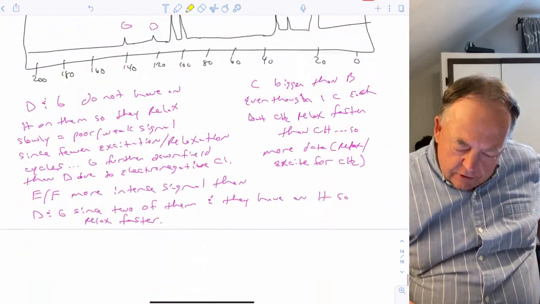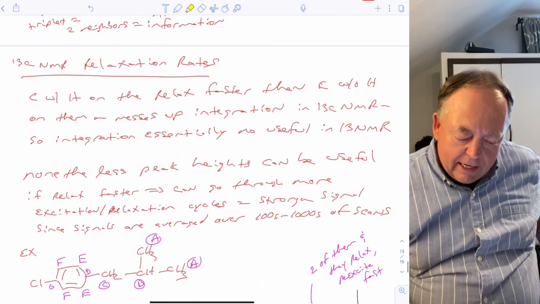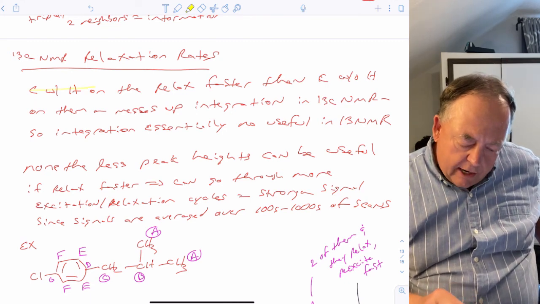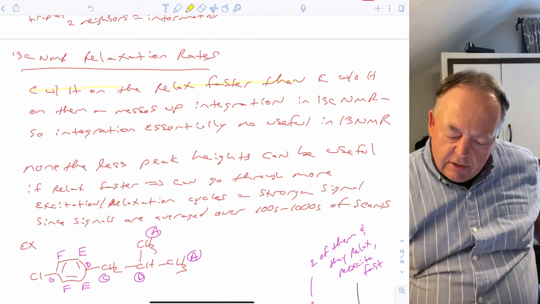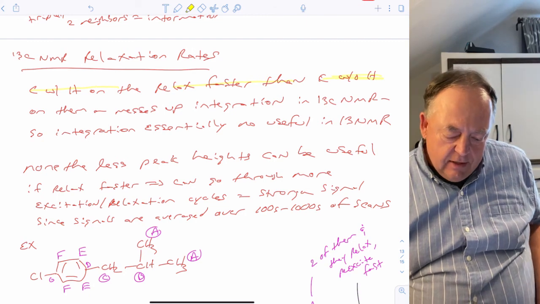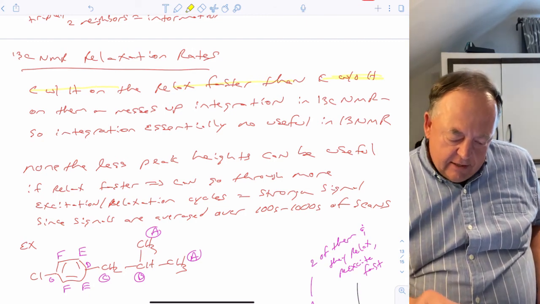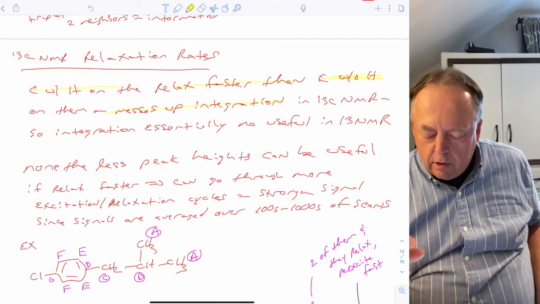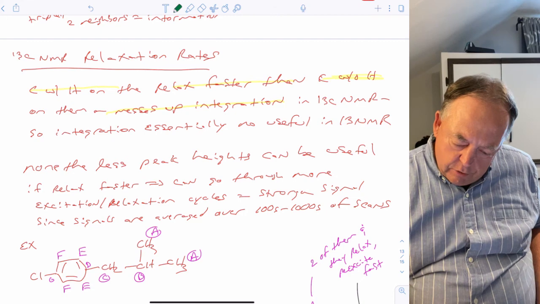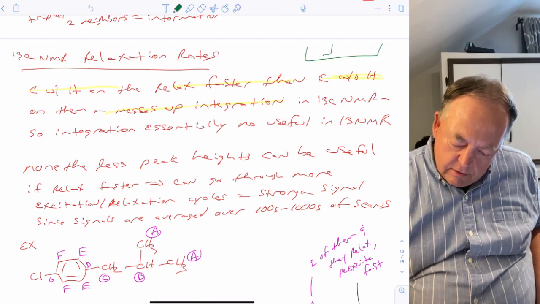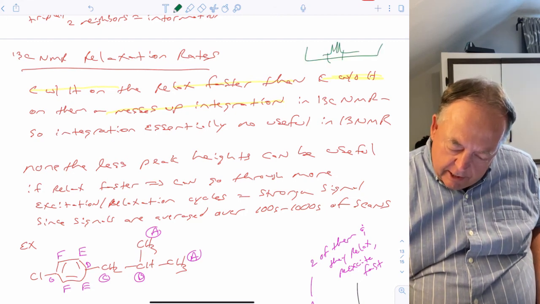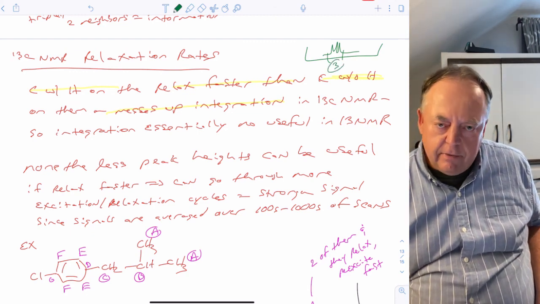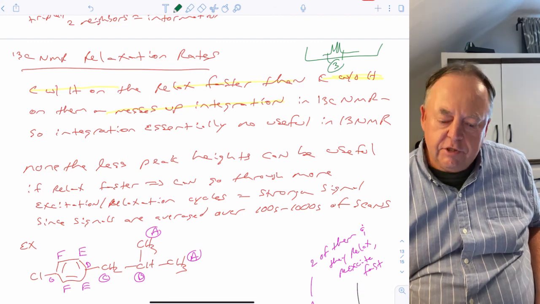Okay, and then lastly, let's talk a little bit more about carbon relaxation rates. Carbons with hydrogens attached to them relax faster than carbons without hydrogens attached to them. And the significance of that is that it messes up integration in carbon-13 NMR. So in proton NMR, you integrate, right? You acquire your NMR and you integrate the area underneath, and it tells you it's a 3, so maybe that's just a CH3, or maybe it's 3 equivalent CHs, so that's information, right?